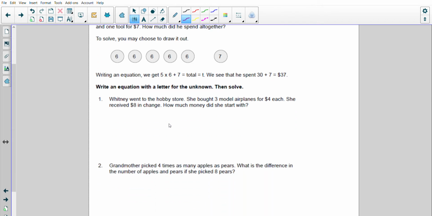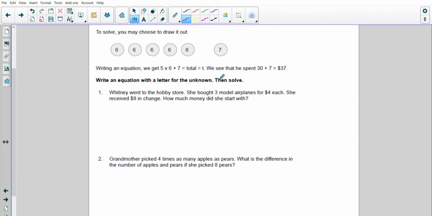So in the directions, it says write an equation with a letter for the unknown, and then solve. So Whitney went to a hobby store. She bought 3 model airplanes for $4 each. So again, I have those 3 airplanes. Pretend these are airplanes. There's 3 of them. And I know this one was $4, this one was $4, and this one was $4. So that's 3 groups of 4 for a total of 4, 5, 6, 7, 8, 9, 10, 11, 12.